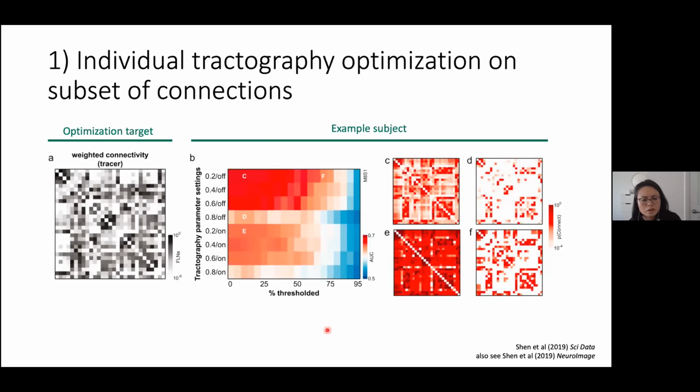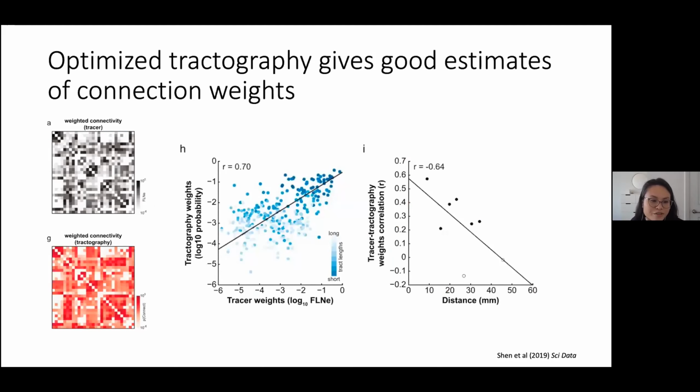And for all of those best tractography connectomes, we kept only the edges that were described in the tracer data. So we did not want any false positives, but we averaged the weights of all the true positives and true negatives. Well, there were no weights for the true negatives.